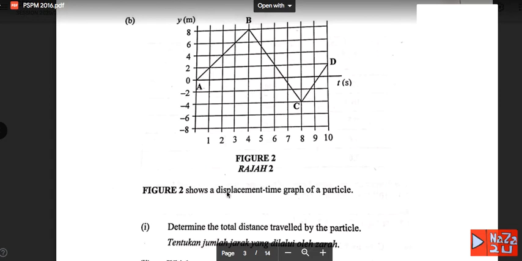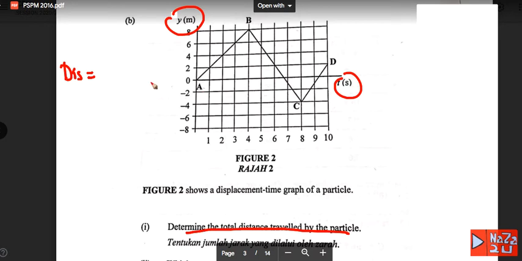The figure shows the displacement-time graph, y displacement against time t, of a particle. So number 1: what is the total distance traveled by the particle? Let's look at the graph here.